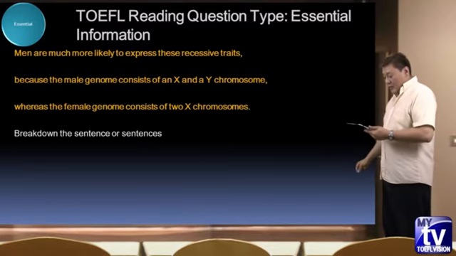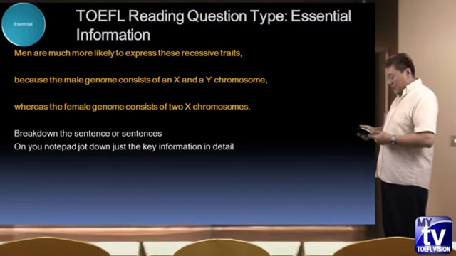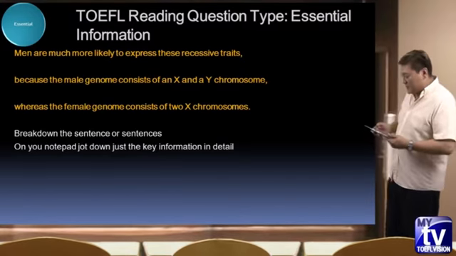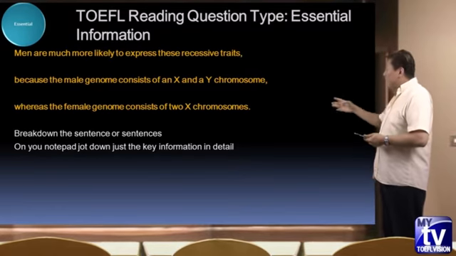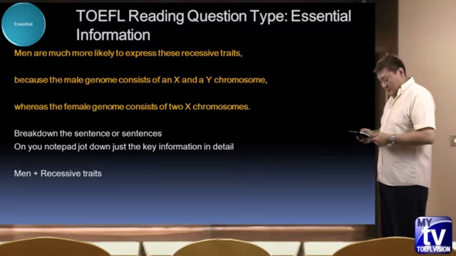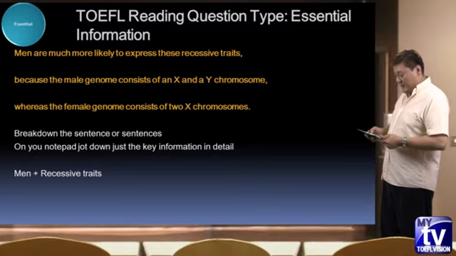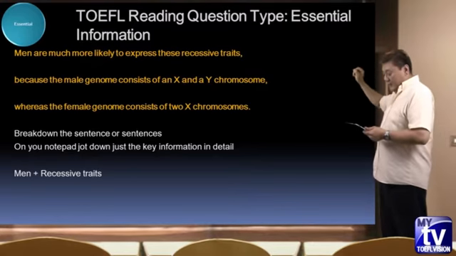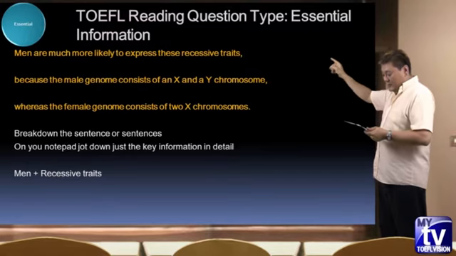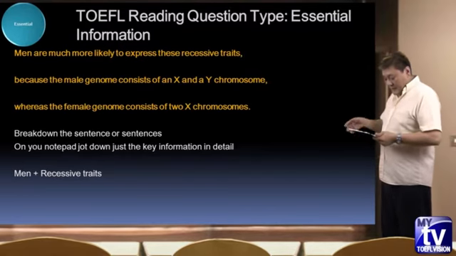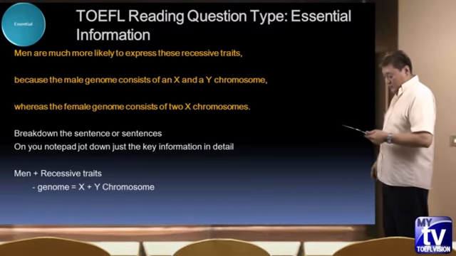Boom. Now you're going to jot down the key information. The first sentence is talking about what? Men are much more likely to express these recessive traits. What are they talking about? They're talking about men plus recessive traits. Good. It's easier when you break it down that way, right? Now the second one. Because a male chromosome consists of X and Y chromosomes. So what does it talk about? X plus Y chromosome.